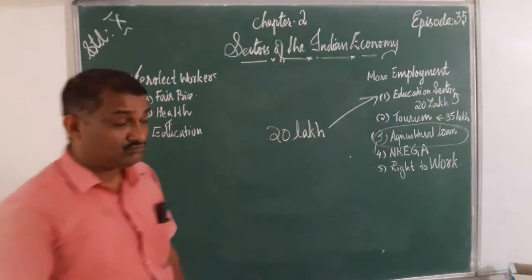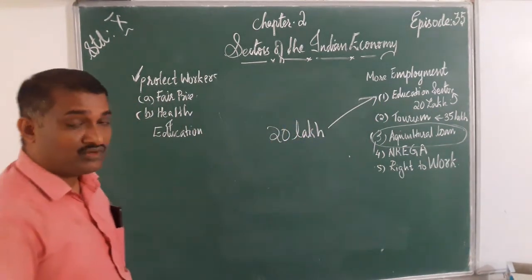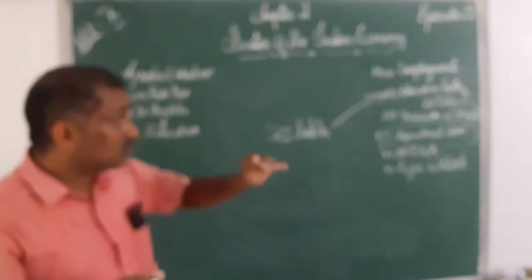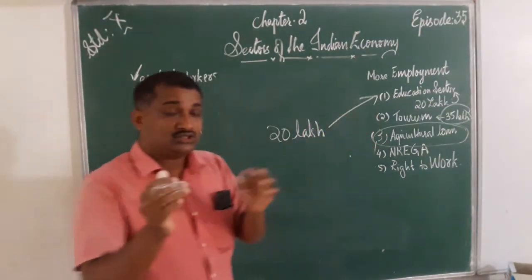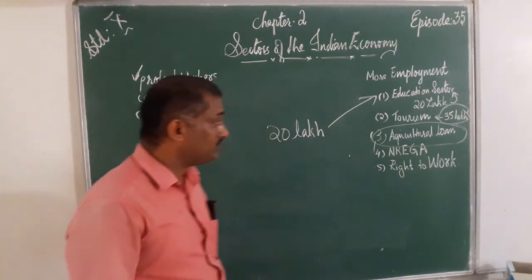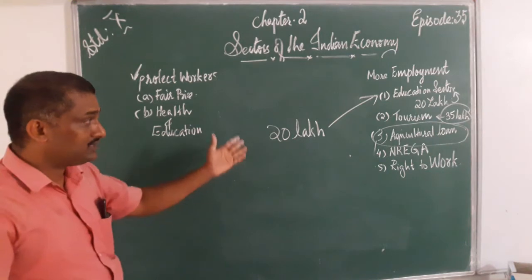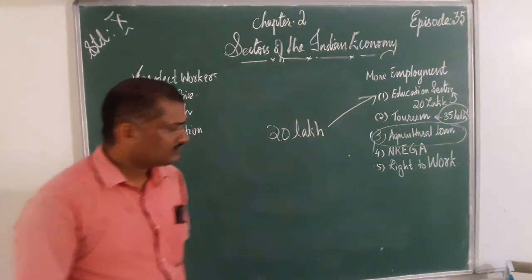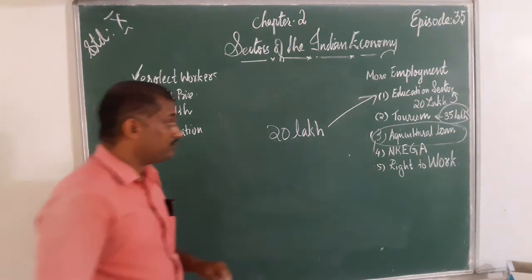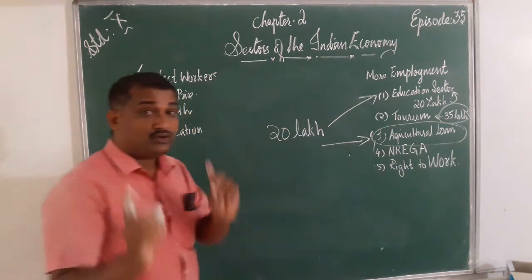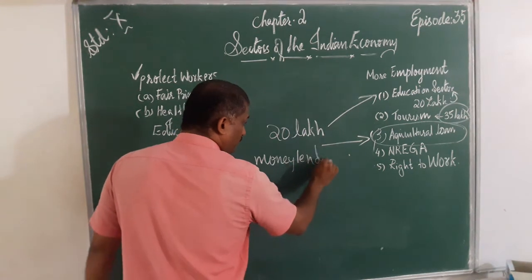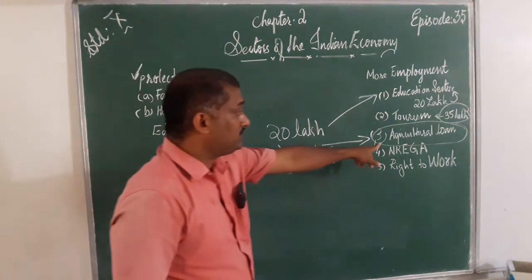The next sector is the tourism sector. This we can call the tourism industry. 35 lakh people will get jobs in the tourism industry. But the government has to improve the conditions of tourism and provide tourism education so that 35 lakh people will get jobs. Next, we want to discuss mainly the primary sector, agriculture and allied occupations. They mainly depend on agriculture. More than 70% of the people engage in agriculture. They mainly depend on money lenders. We have to avoid these money lenders. Government should provide us agriculture loans.